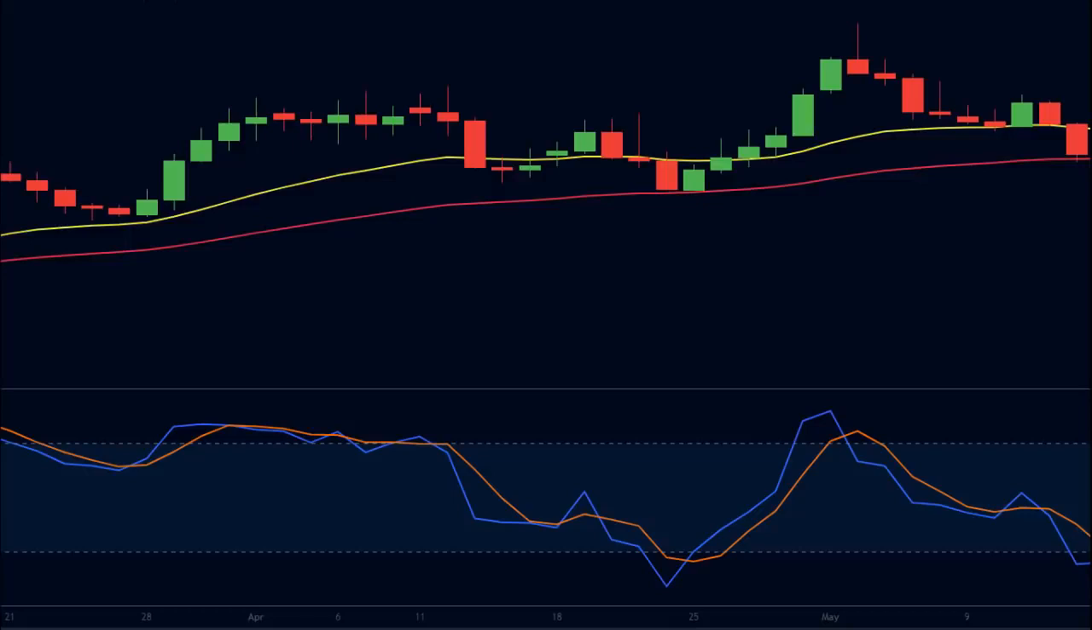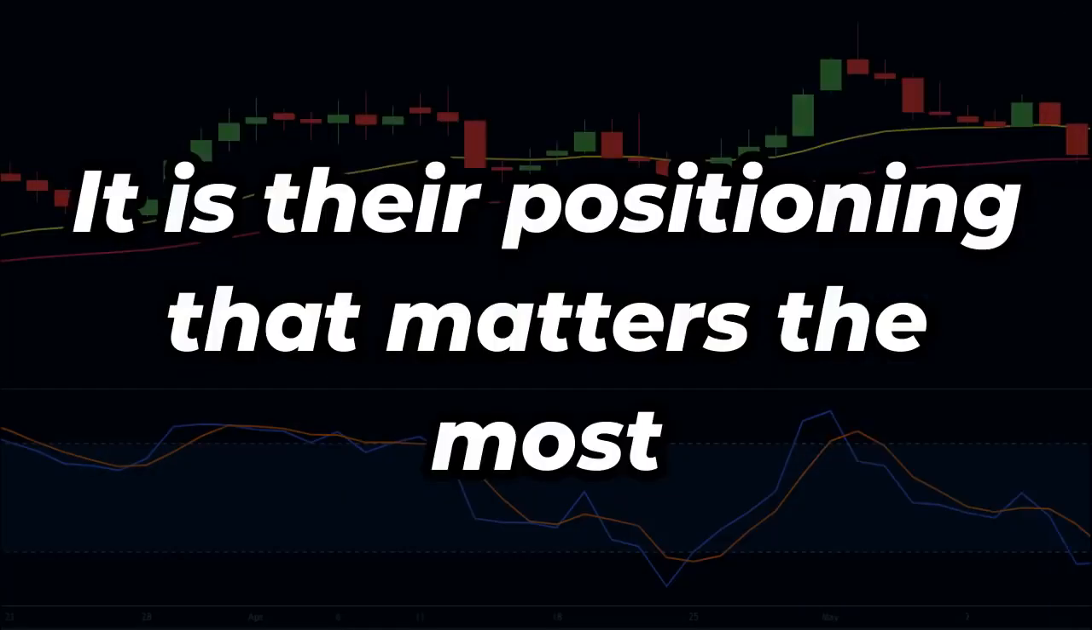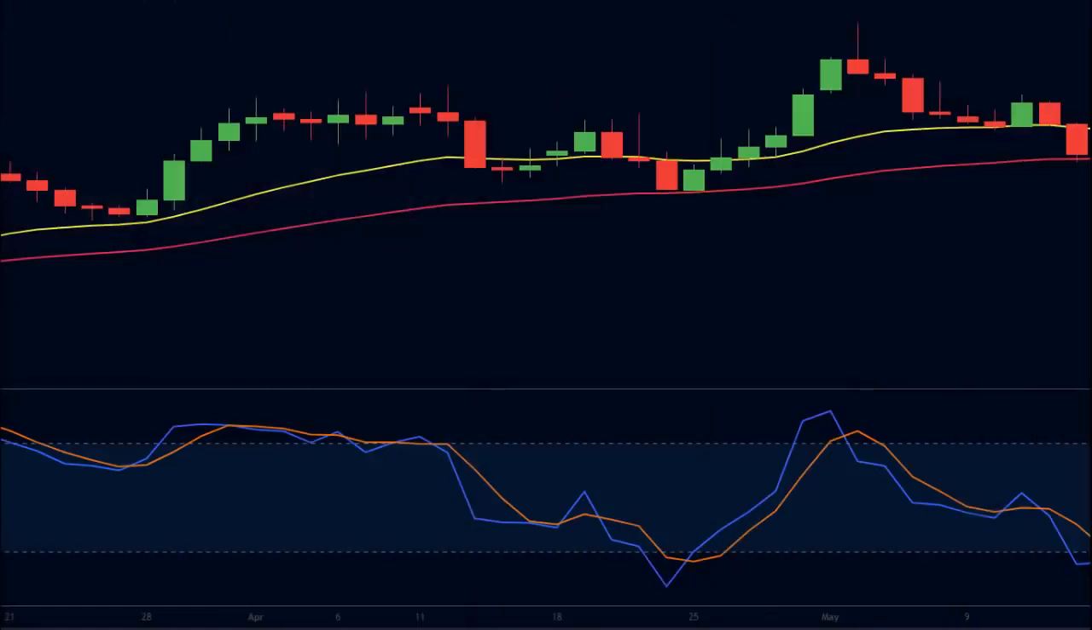These signals are not powerful on their own. It is their positioning that matters the most. Therefore, if the bullish crossover occurs in the oversold region, then it is a powerful signal that the buyers have gained the upper hand and the price may advance. So, in our strategy, we want a bullish crossover at the oversold regions, and we want bearish crossovers at the overbought region.